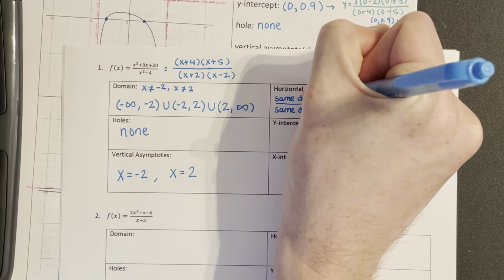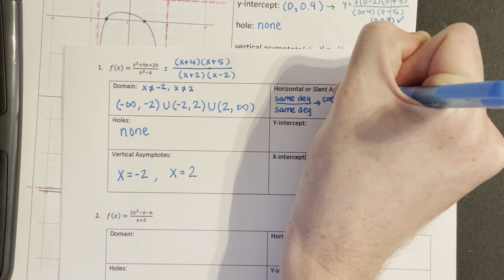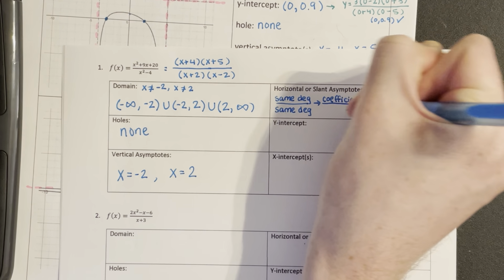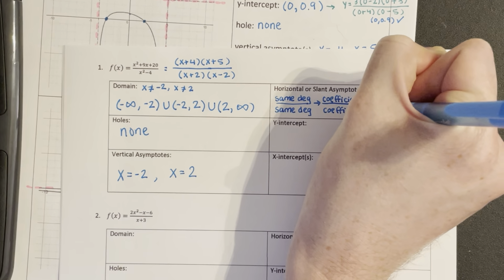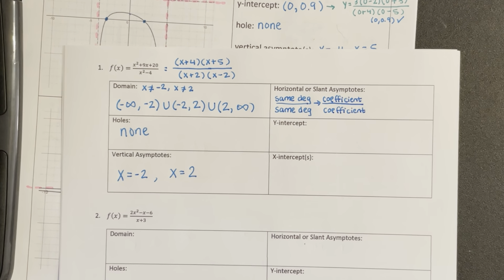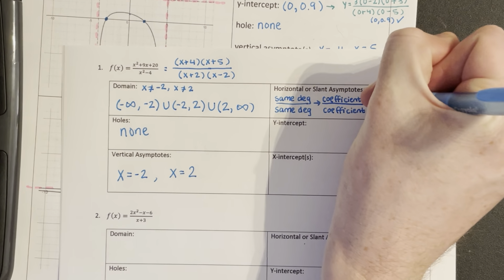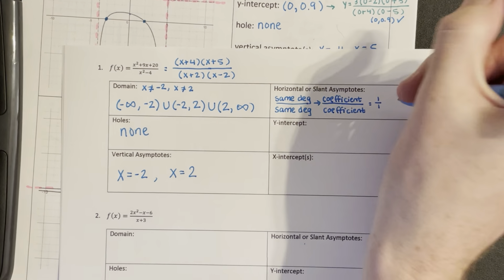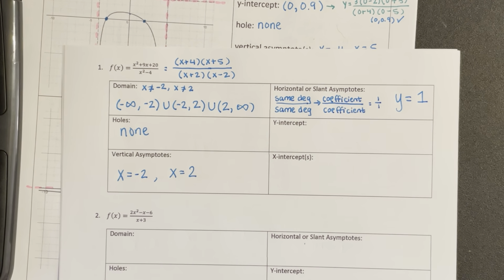So that would lead us to look at our coefficients. I don't normally write this out every single time, but to help us out as we are just learning it, this is how we can kind of think through the problem. Take our coefficient over our coefficients. That would be 1 over 1, which is just 1. So there's our horizontal asymptote, y equals 1.